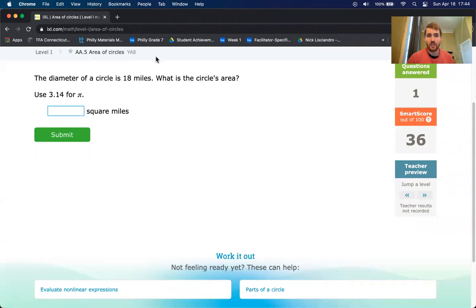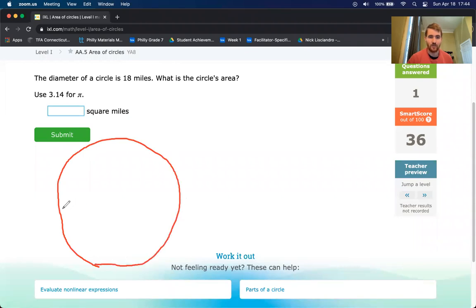So the diameter of a circle is 18 miles. That means we have some circle like this. The diameter from one side to the other is 18 miles. So this is 18 miles. We want to find the radius. Remember, the radius is the distance from the center to the side. It is half of the diameter. So step one, when you have a problem like this, is find the radius.